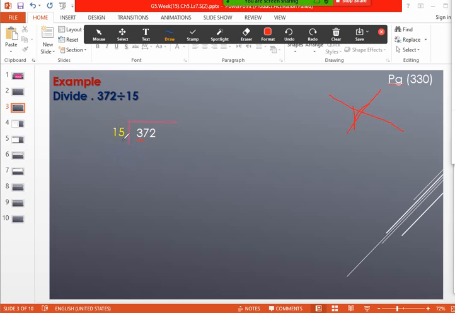How many 15 in 37? Very good, girls. I have 2. So I have to put 2 in the tens digit here. Then I will multiply this 2 by 15.